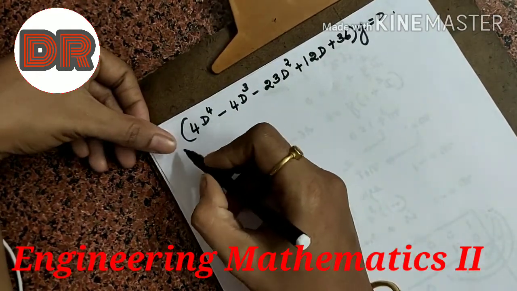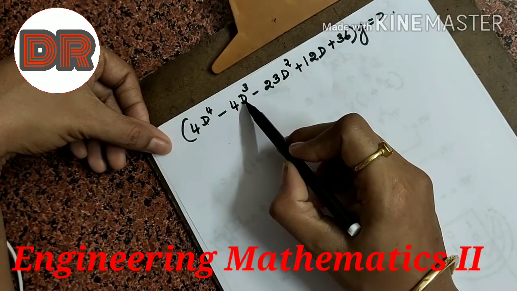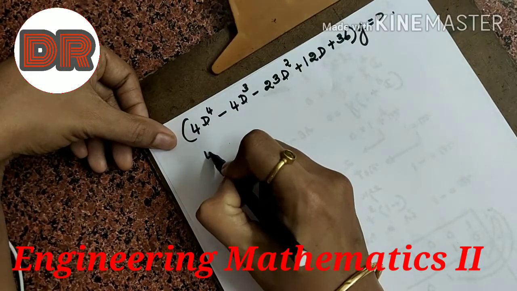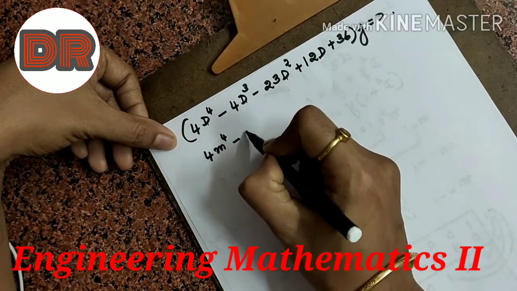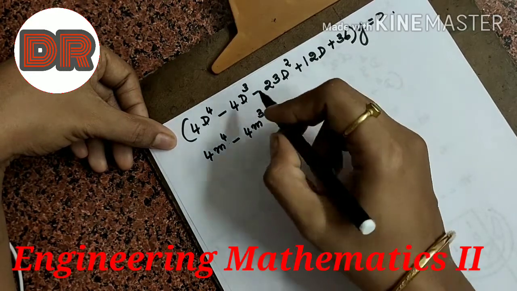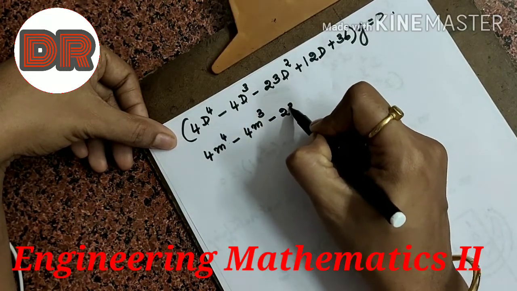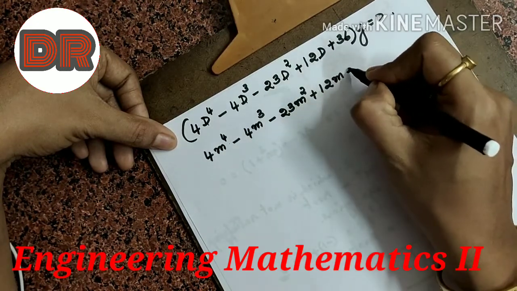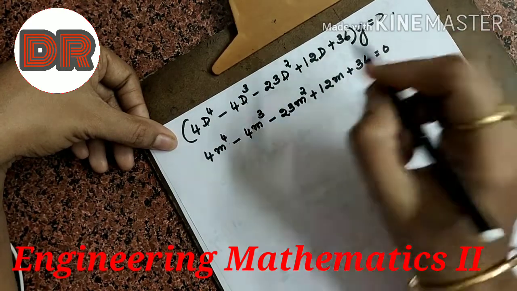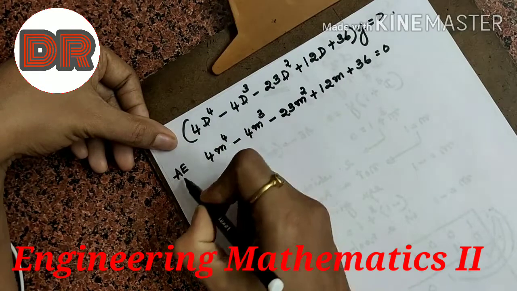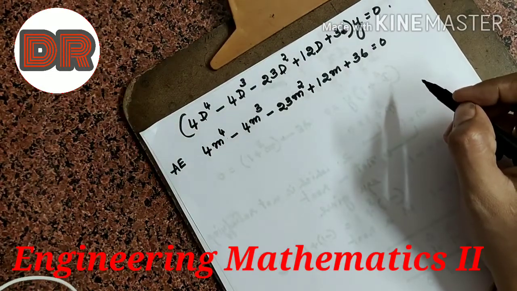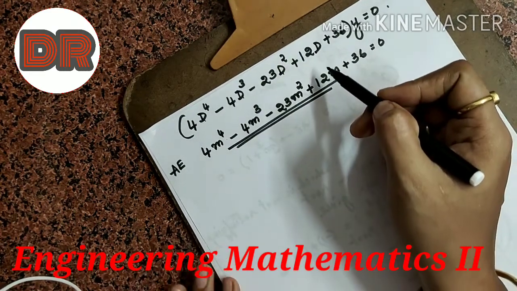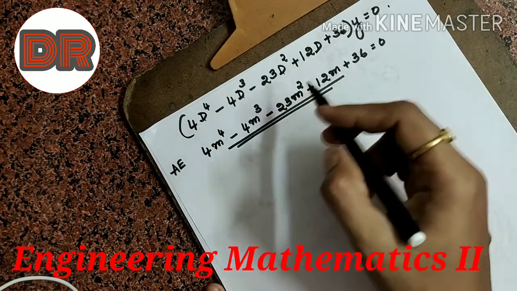So let us write the auxiliary equation for this. This is already written in differential operator form. So let us write the auxiliary equation for this. So 4m to the power 4 minus 4m cube minus 23m square plus 12m plus 36 is equal to 0. This is the auxiliary equation. Now we have to find out the roots, and we know that there are 4 roots for this particular equation. So we have to find out 4 roots. So let us start with the inspection method first.